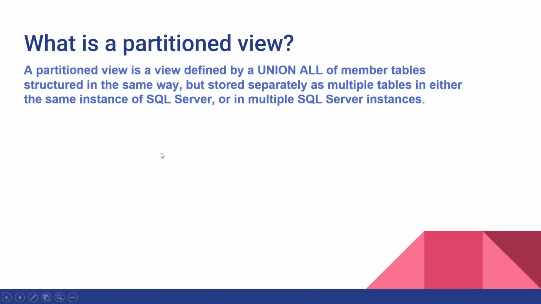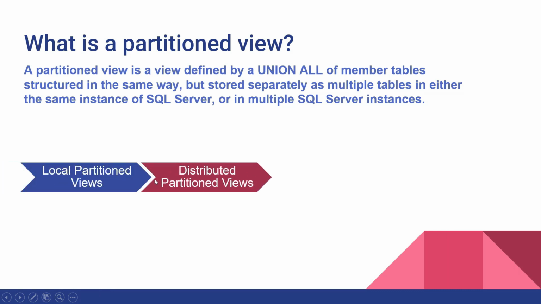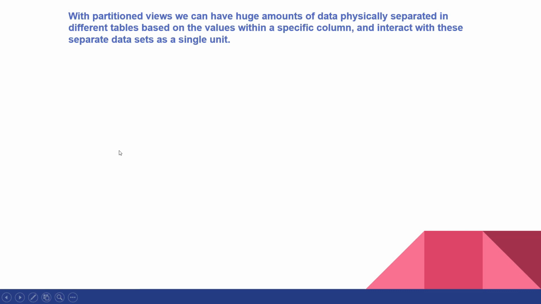A partition view is a view defined by a union all of the member tables structured in the same way, but stored separately as multiple tables in either the same instance of SQL Server or in multiple SQL Server instances. For now, we'll focus only on the local partition views. With partition views, we can have huge amounts of data physically separated in different tables based on the values within a specific column, and interact with these separate data sets as a unit.